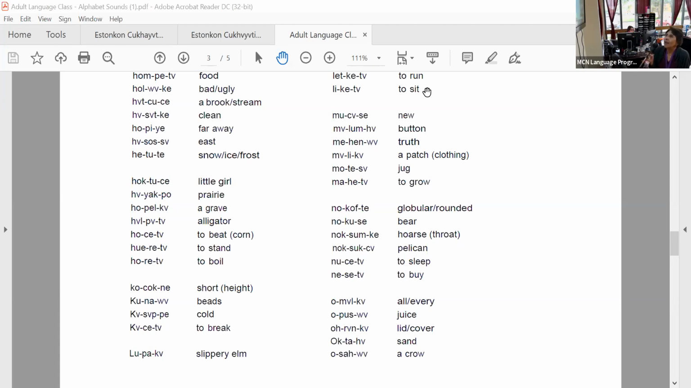Pelican. Pelican is a descriptive word. Nook is short for nookwa, for neck. Sukja. Nook sukja. Sukja is a bag. It's saying a neck bag.